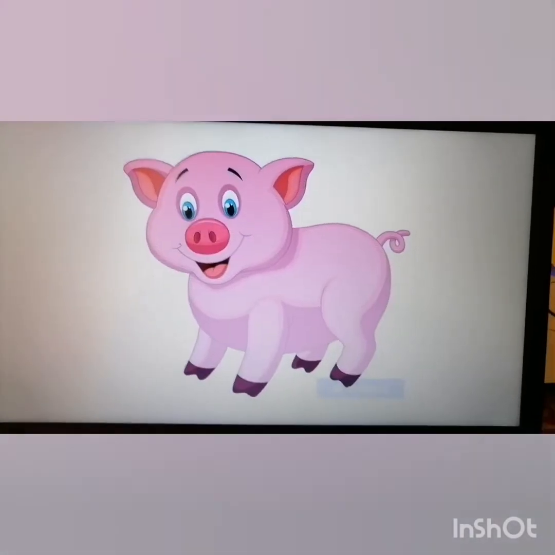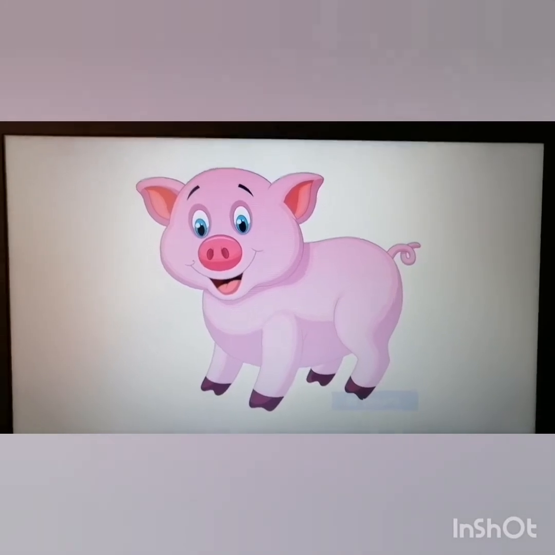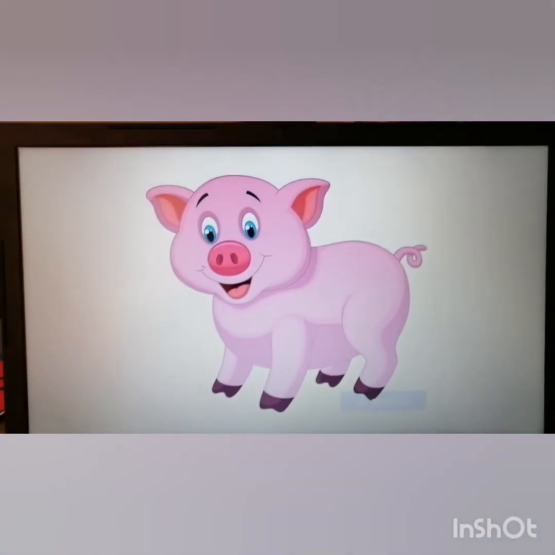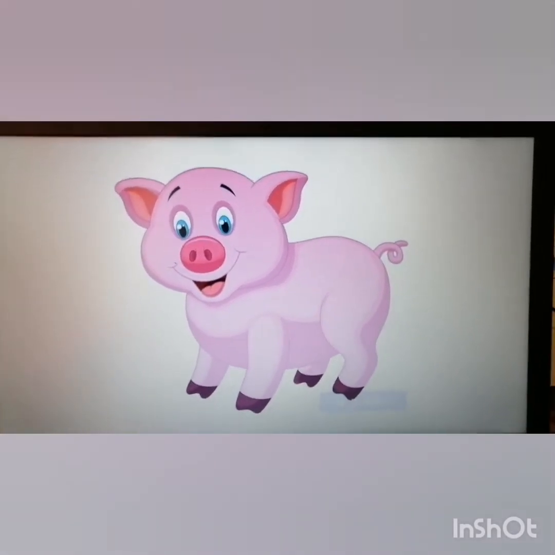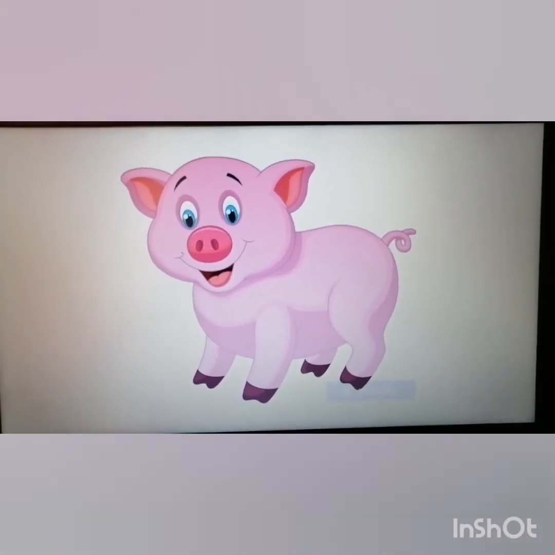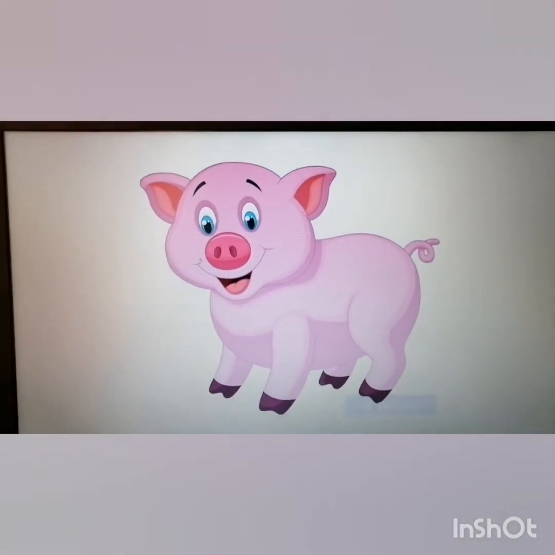Oh, look at that happy pig. Pig. Yes. Say it again. Pig. Can you feel that puff of air on your finger? Pig. Because you're hearing that p sound for pig. And we know that the P says p for pig.